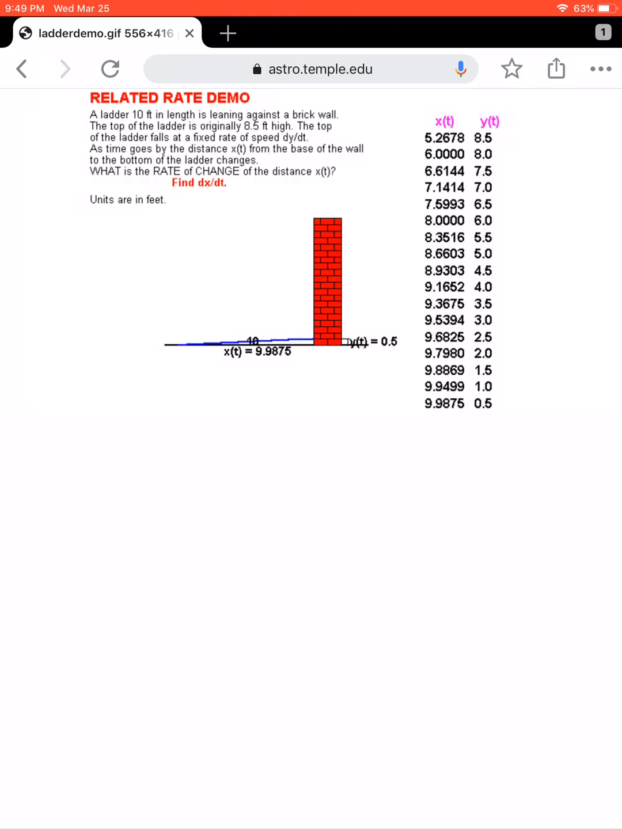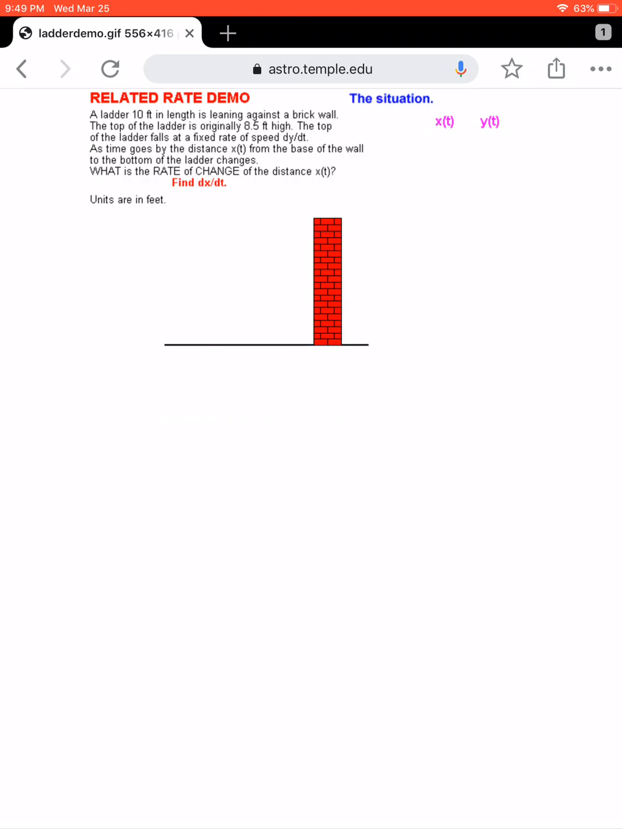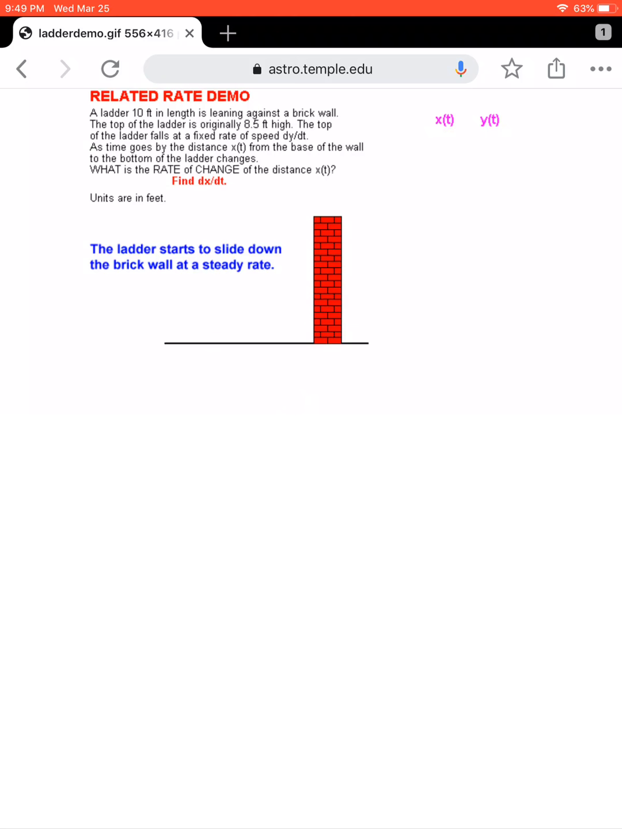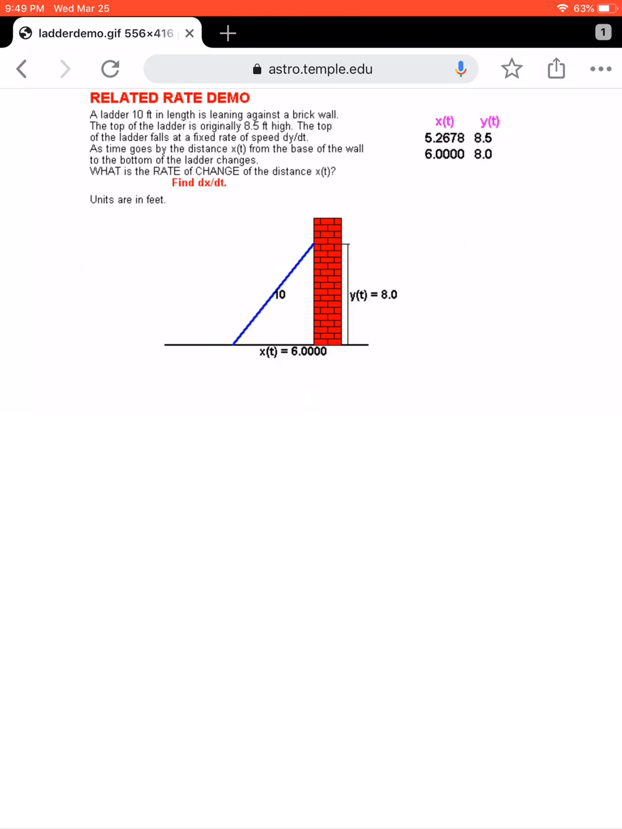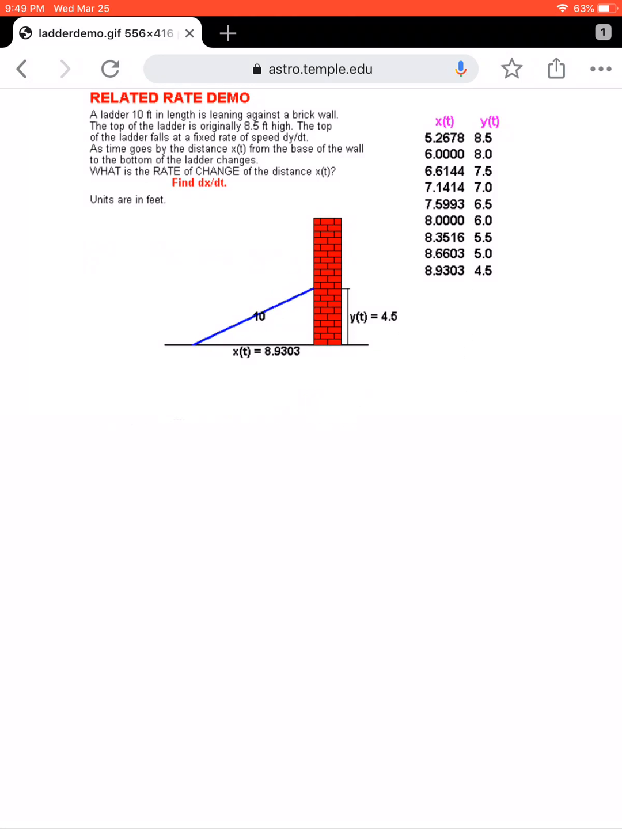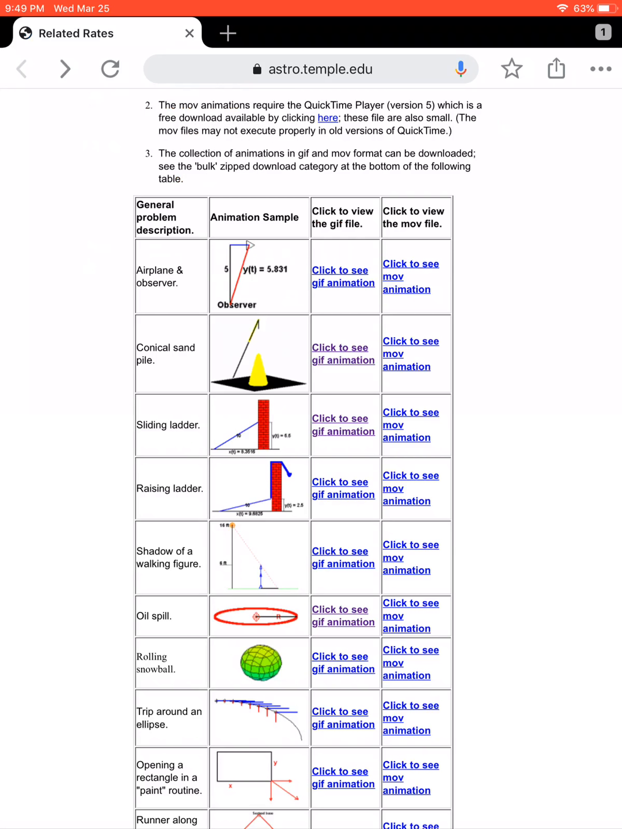Think about a 3, 4, 5 triangle. If you had a 5-foot ladder that was 3 feet on the wall and 4 feet away from the base of the wall, if they both went down 1 foot per second, well, I'd have a 2, 3, and a 5 triangle, and that doesn't work. It doesn't stay in Pythagorean theorem. So the top of the ladder and the bottom of the ladder are falling at different rates, but those rates are related over time.